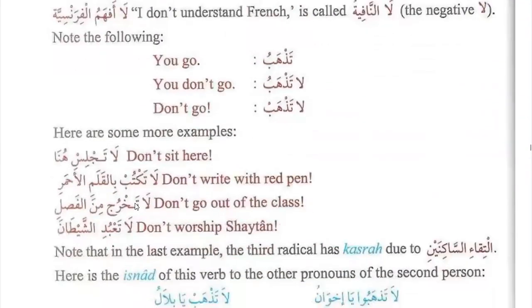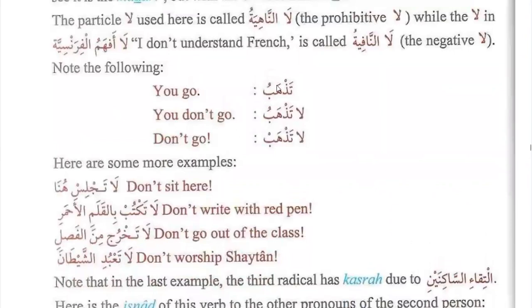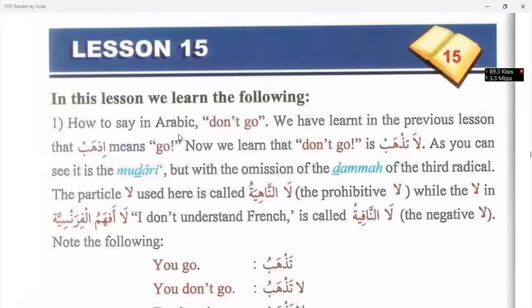So this is easy. Just remember one thing: to give a negative command, to prohibit someone from doing something, you just add a skoon at the end of fil muzare and use la in the beginning of it. I hope it will be easy.